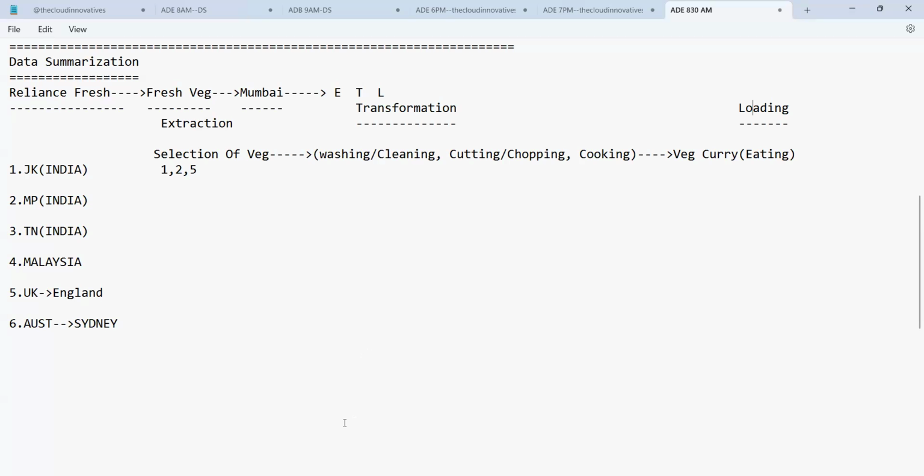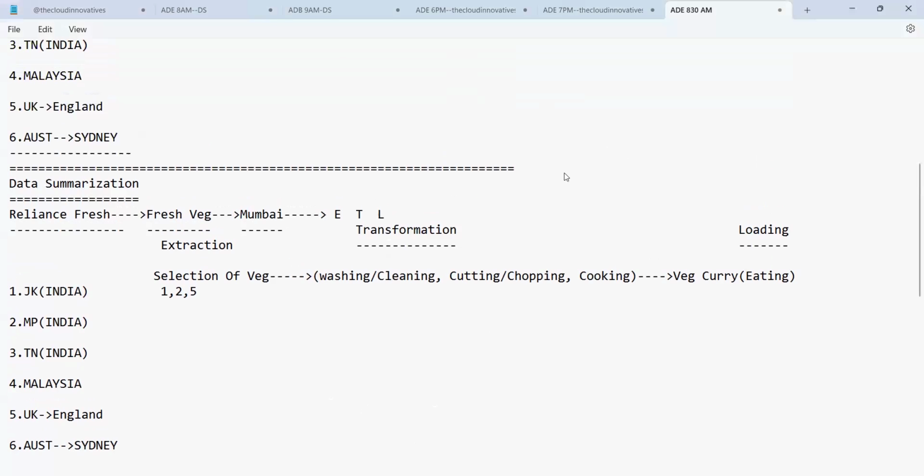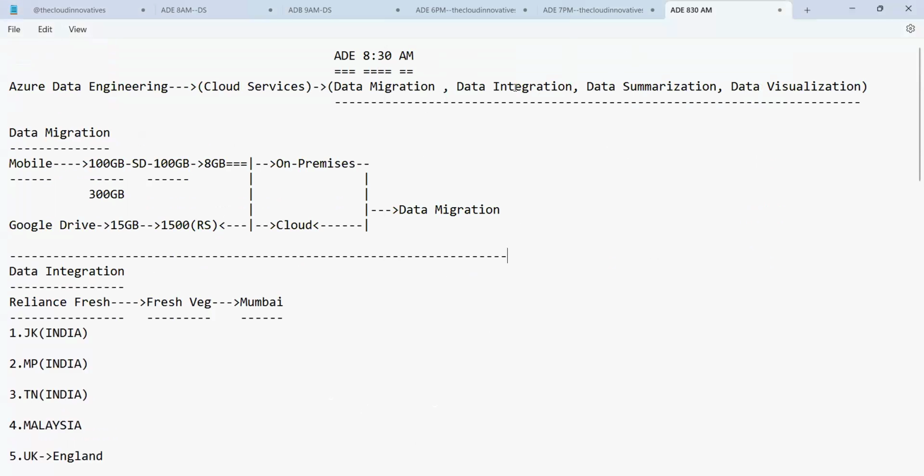Okay. So this process is called as the process of what? Data summarization. Okay, guys? It is called as a process of what? Data summarization. So now guys, here we have done what is that?